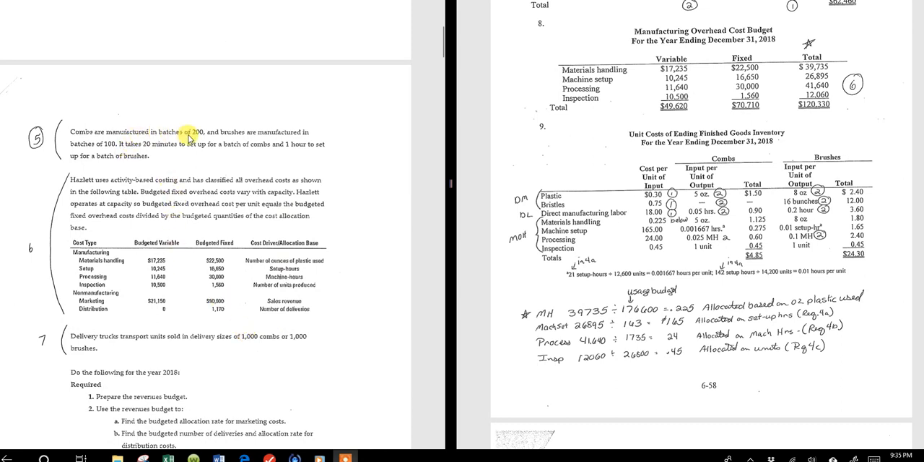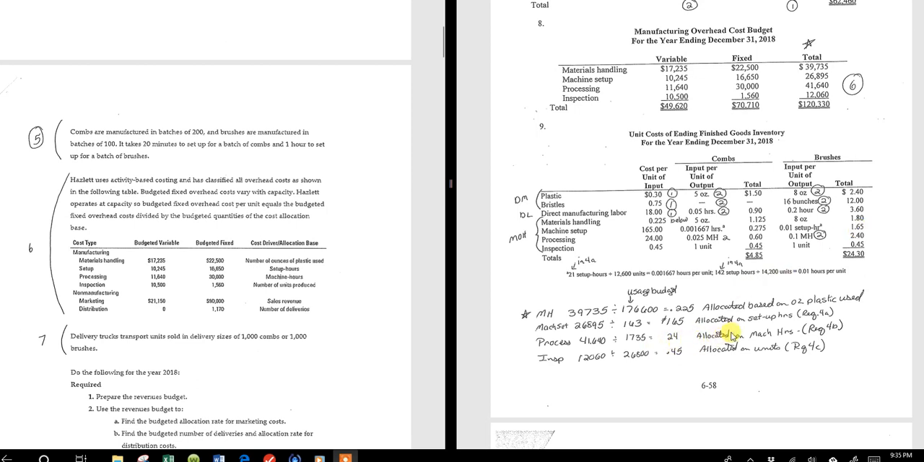Okay, and we computed the setup hours. Takes 20 minutes to set up a batch for combs, etc. So go look at your formulas and computations for the setup hours. We've already done that. But anyway, for the brushes, 142 setup hours divided by the 14,200 brushes is 0.01. So I get $1.65.